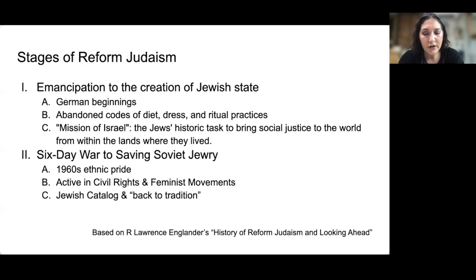So Rabbi Englander talks about 4 stages of Reform Judaism in his essay, and it begins with the emancipation. It begins with a phrase that starts from emancipation to the creation of the Jewish state. So that's a pretty long period of time. So the German beginnings that we just spoke about, they did abandon codes of diet, dress, and ritual practices.